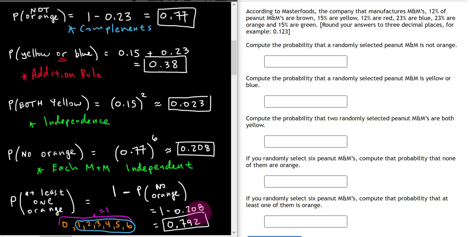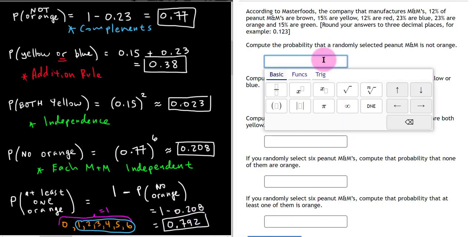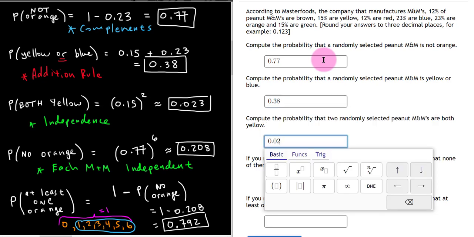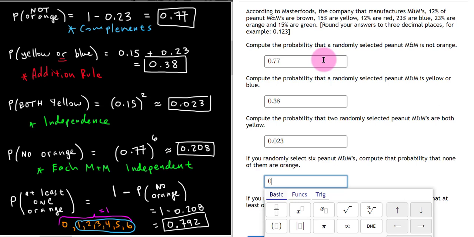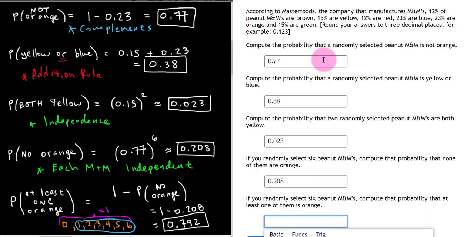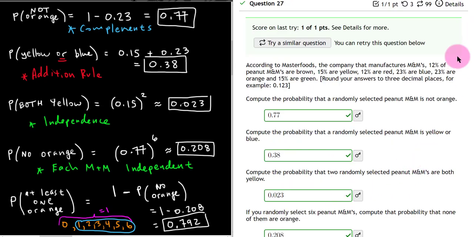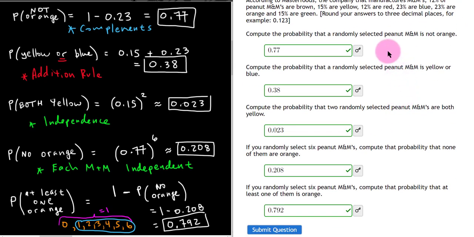Let's go type these in and see how we did. I've got all my answers boxed, so that makes it really easy to just cruise along here. Oh, a whole swath of green check marks. That's very satisfying. Good job, y'all.